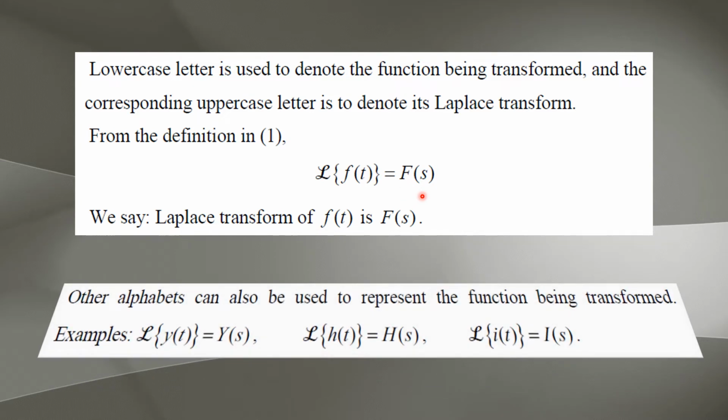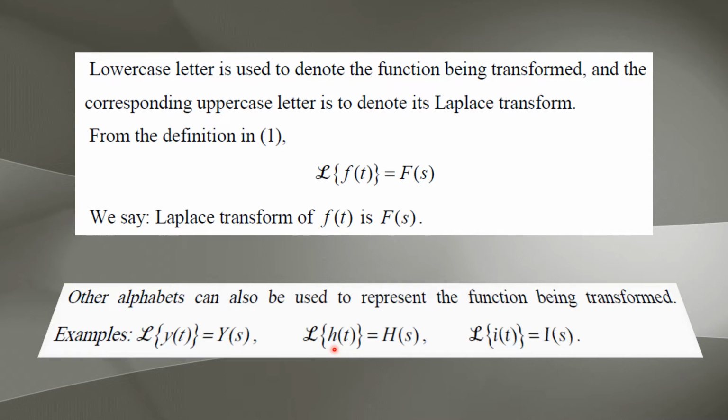It is not necessary to use the letter f to represent the function that needs to be transformed. We can even use other alphabets. For example, if we want to find the Laplace transform of y of t, meaning we want to get the transform of this function y in terms of t, the answer will be written as capital Y of s. So small letter y denotes the function that needs to be transformed, and once the function has been transformed, we use the corresponding capital letter Y.